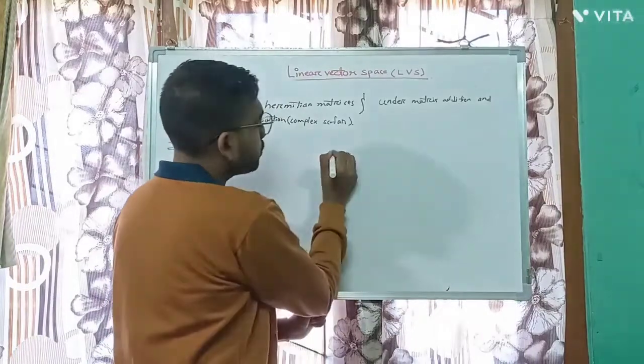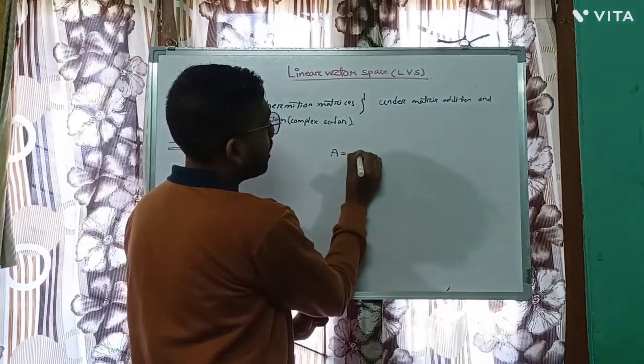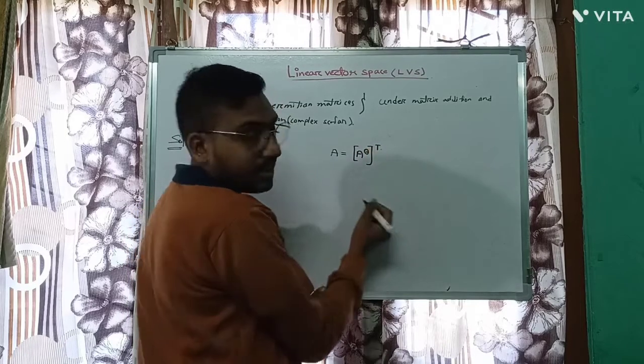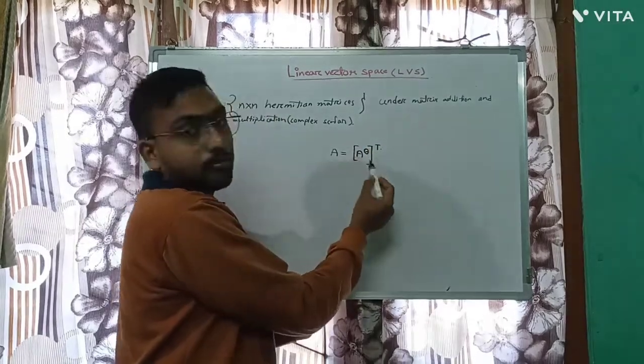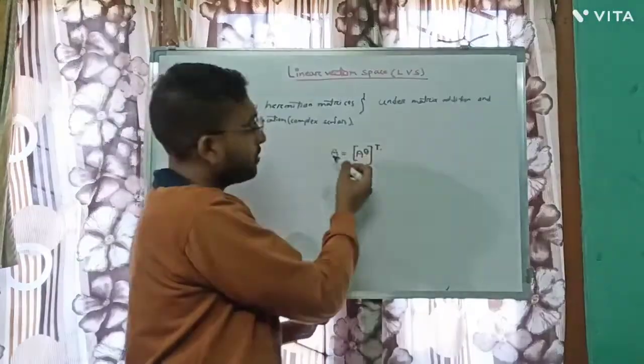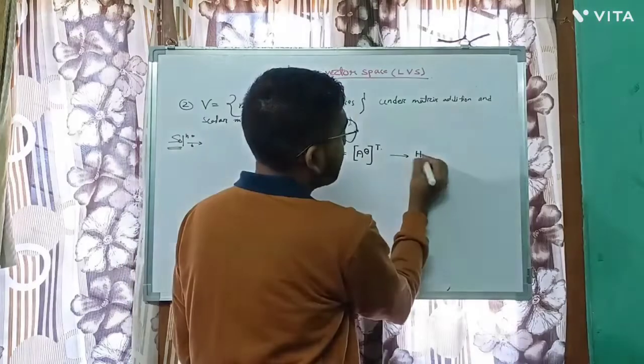So Hermitian matrices are those matrices which follow this result. That is, if we take the conjugate of a matrix A and then transpose this matrix, and it results in the same matrix, then we can say that it is a Hermitian matrix.